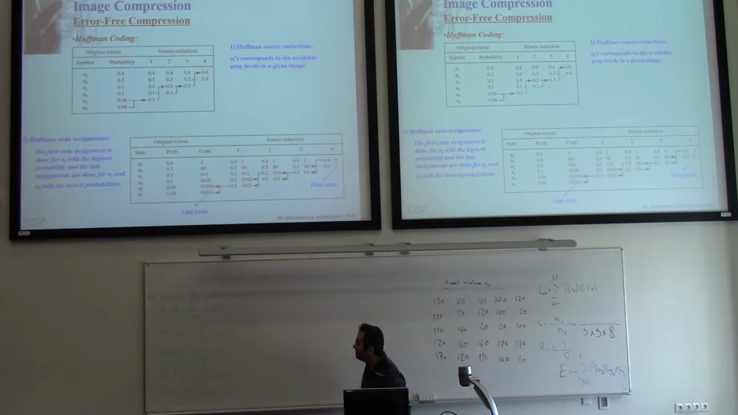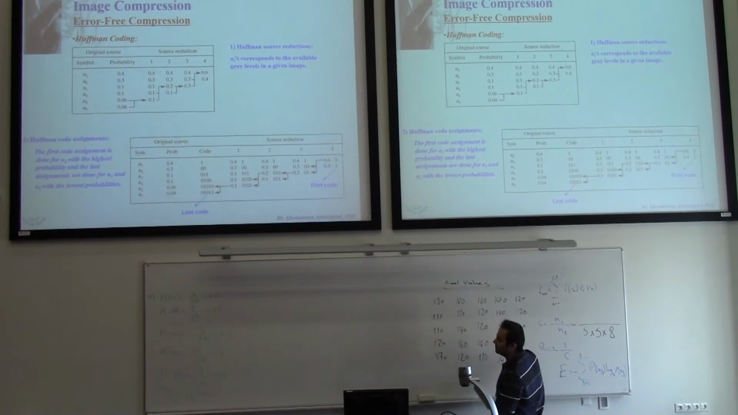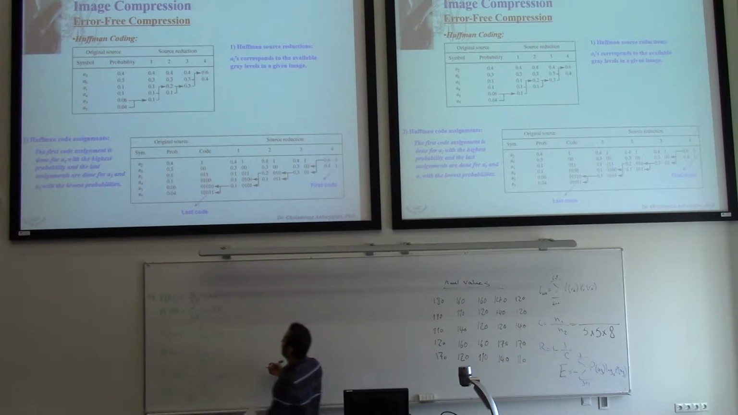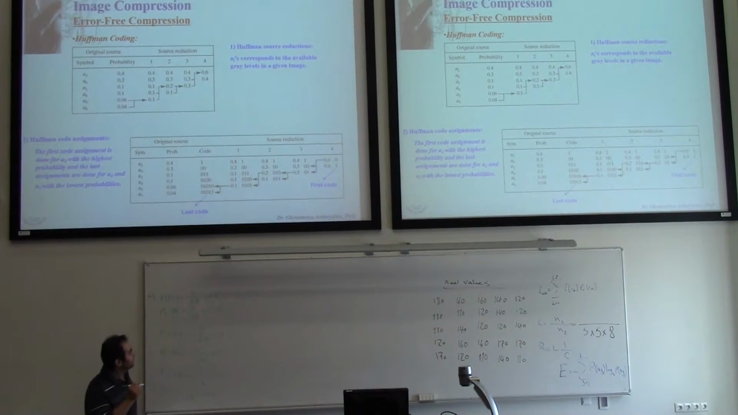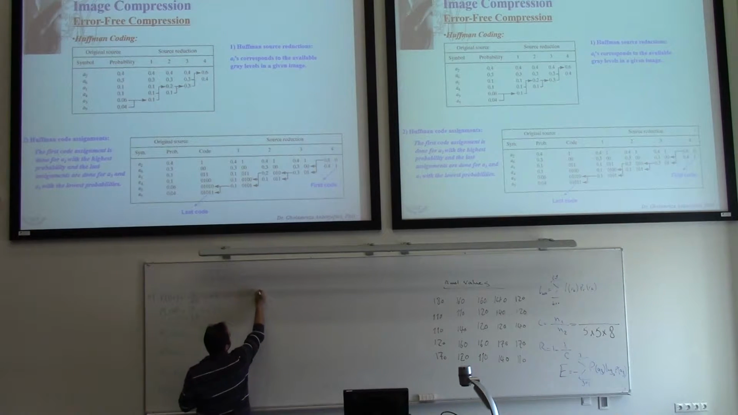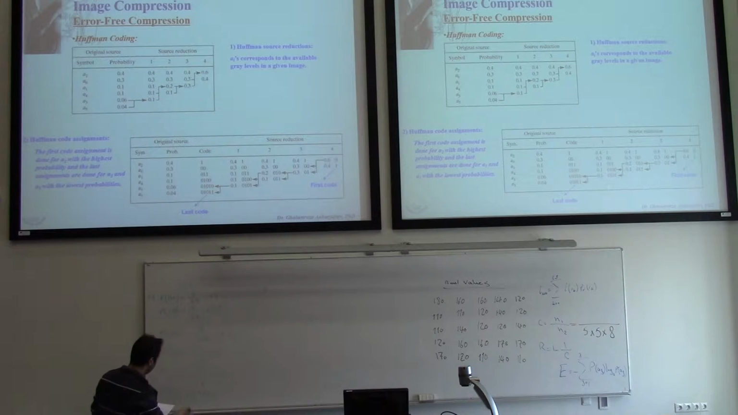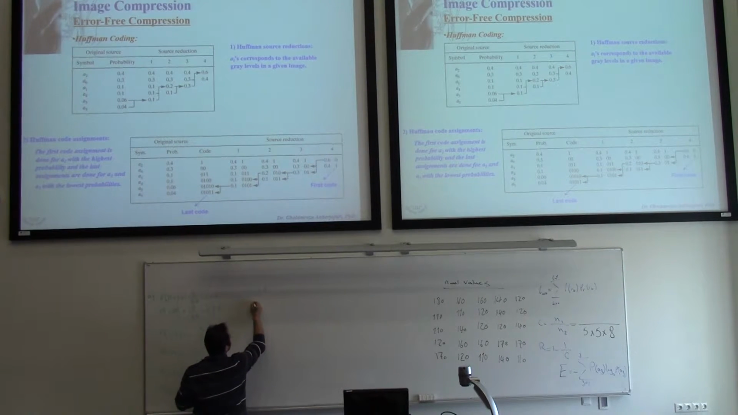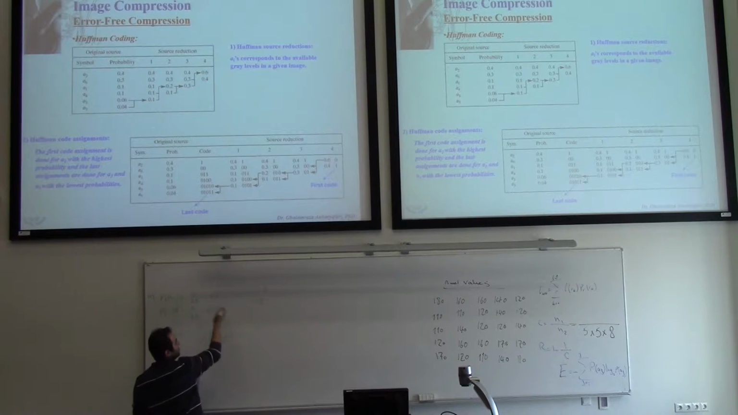Okay, we know the probability of each gray level value or each pixel. Then first we have to sort them from the highest probability to the lowest one. Okay, we know that 0.28 is the highest probability value. This one is 0.2. It doesn't matter which one you use.